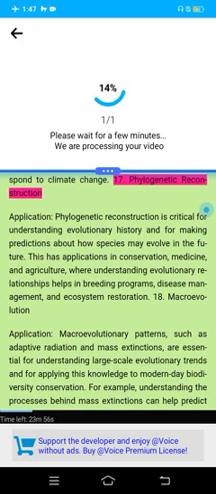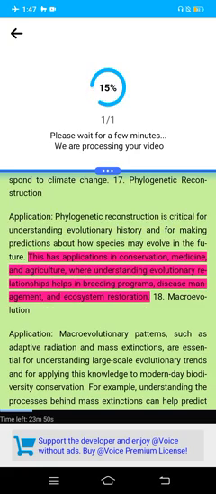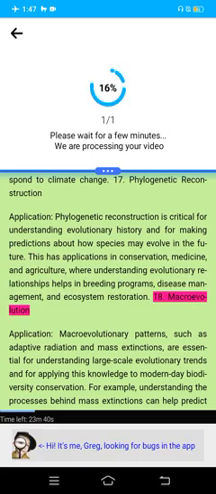17. Phylogenetic reconstruction. Application. Phylogenetic reconstruction is critical for understanding evolutionary history and for making predictions about how species may evolve in the future. This has applications in conservation, medicine, and agriculture, where understanding evolutionary relationships helps in breeding programs, disease management, and ecosystem restoration. 18. Macroevolution.